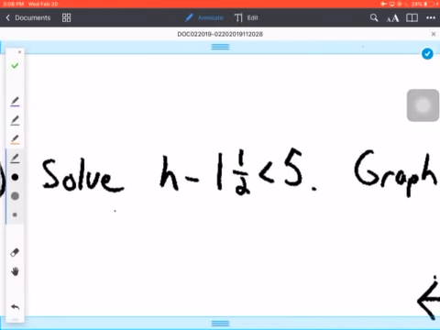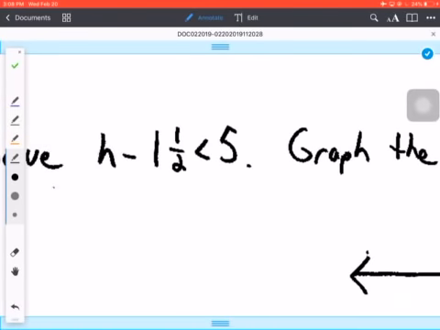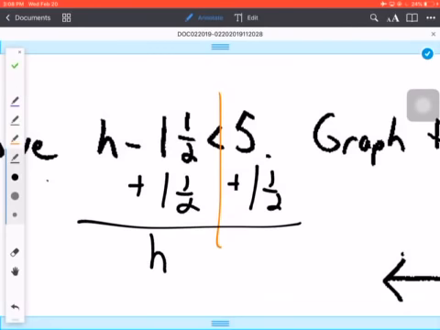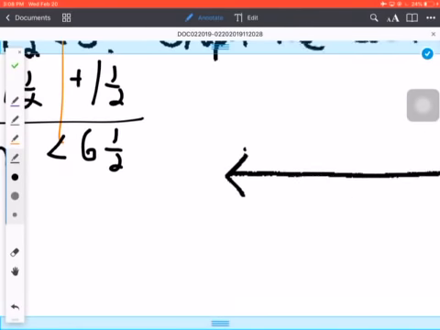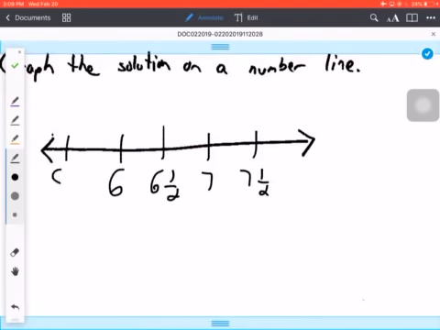Example 2, now we have a little bit more difficult one with fractions, and we have to graph the solution on a number line. First thing I'm going to do is add 1.5 to both sides. If I do that, I should get h is less than 6.5. Moving over to my number line, I'm going to put 6.5 right in the middle, and then I have 7, 7.5, here would be 6, and 5.5.